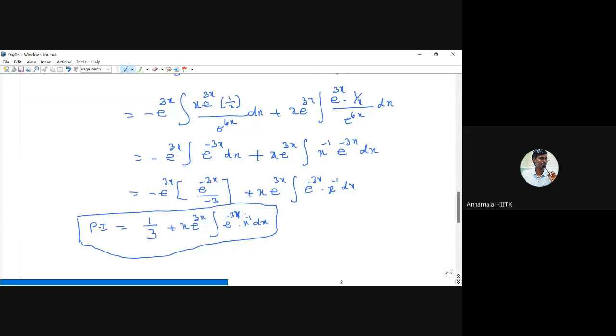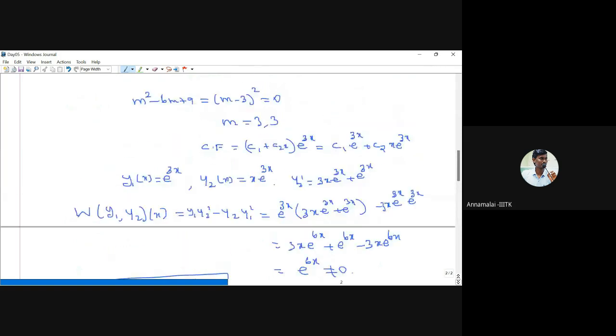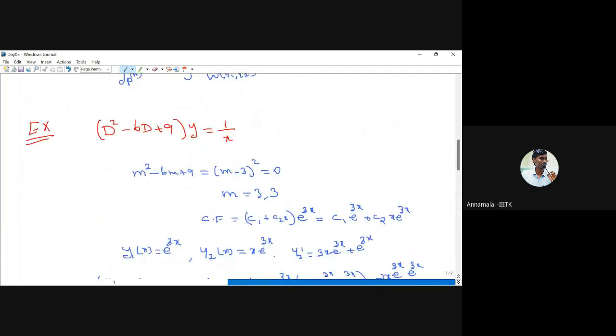So this is a method to find the particular integral or solution of a second order differential equation with constant coefficient, where the right hand side is any function of x. So we covered all these second order differential equations with constant coefficient. Now we are going to discuss the variable coefficient. There are other methods to find the solution of a differential equation with variable coefficient.